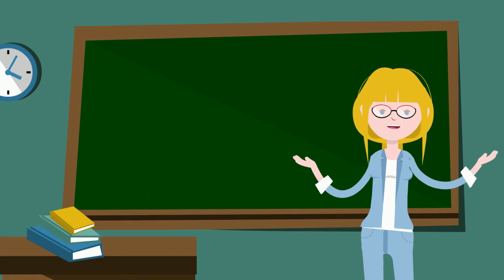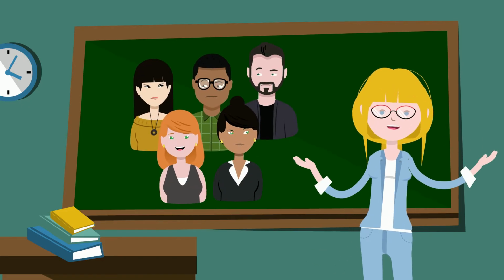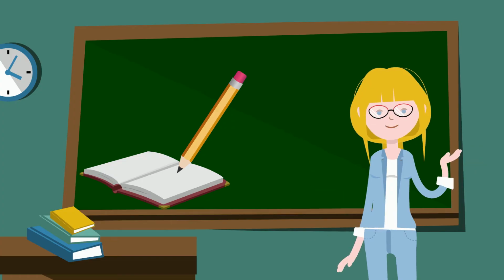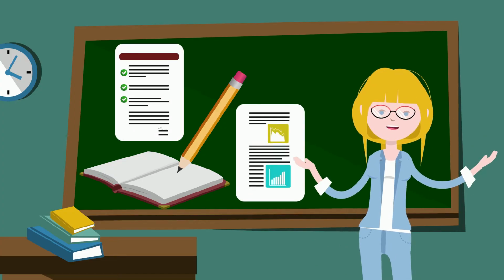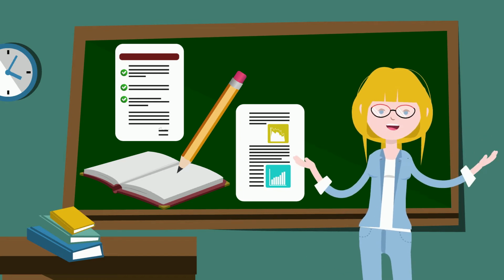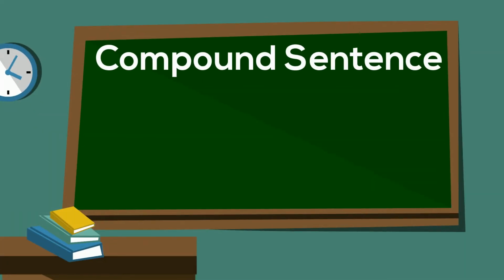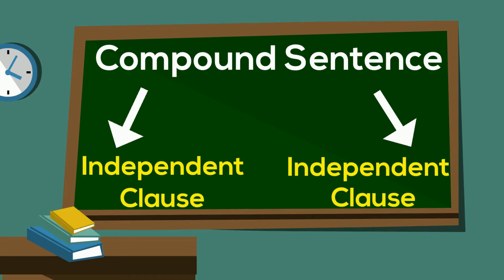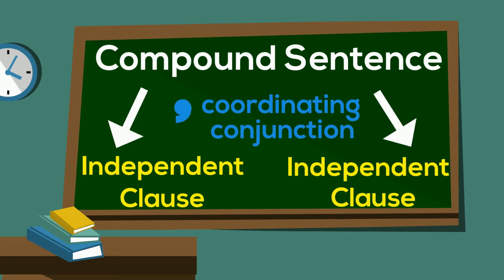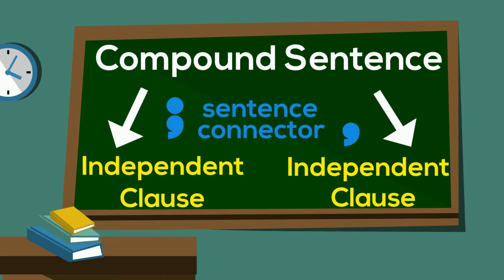Regardless of the subject you're writing about or the audience you're writing for, when you write, you need to arrange your essay, research paper, narrative, etc., so your readers can understand and follow the ideas you are presenting. A compound sentence is a sentence that has at least two independent clauses joined by a comma and a coordinating conjunction, a semicolon, or a semicolon, sentence connector, and a comma.